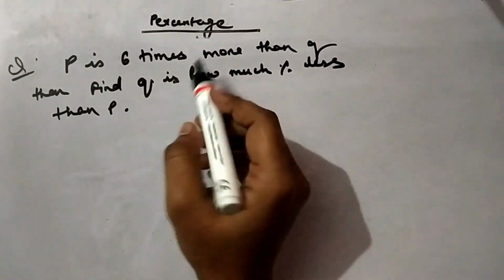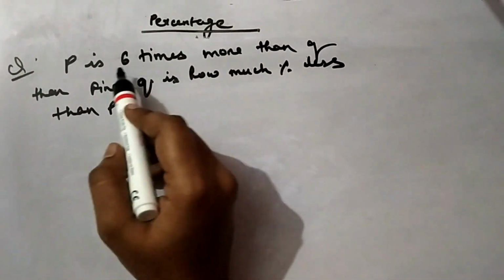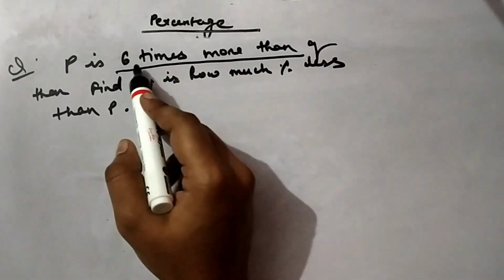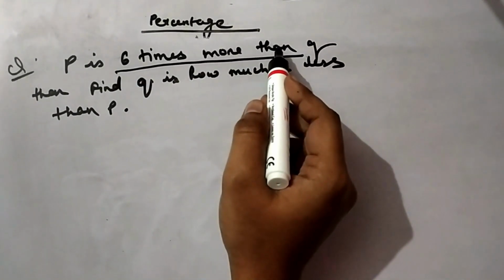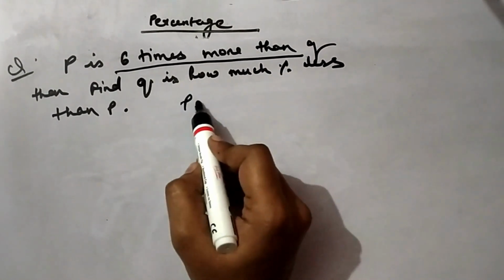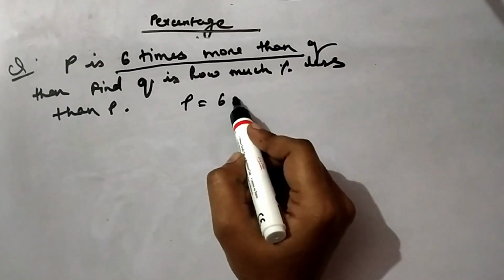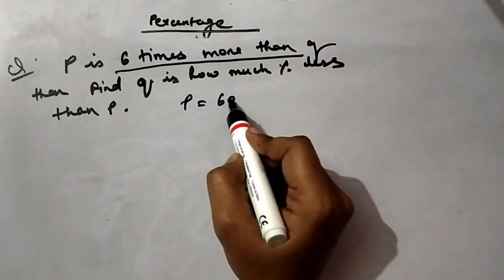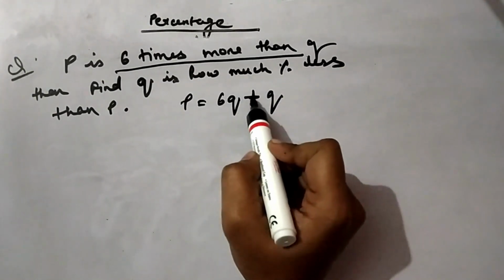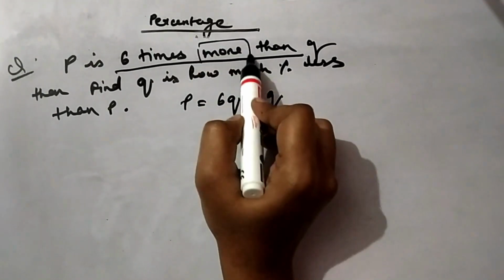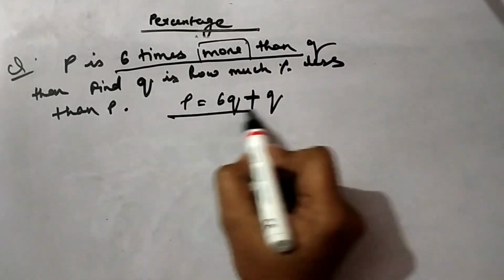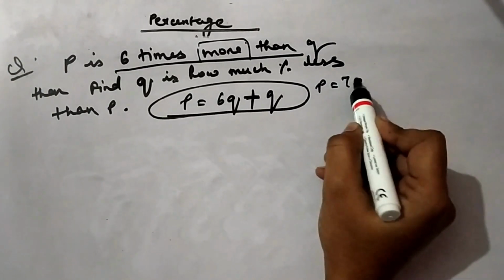So this is the question. P is 6 times more than Q. So P will become what? P is 6 times more than Q, so 6Q plus Q. Why are we adding? We have seen earlier that more than Q means addition, and times means we have to multiply. So P becomes 7Q.